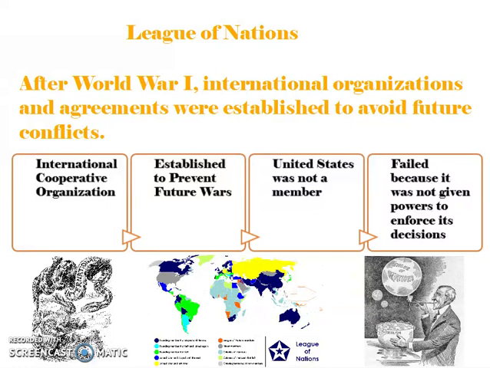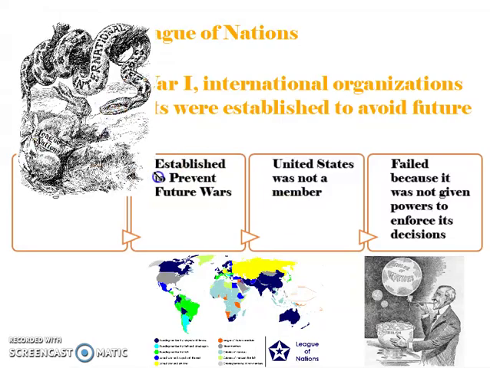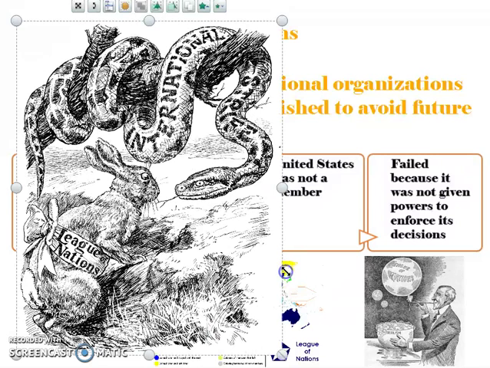So the League of Nations, which we talked about a little bit in the previous notes, is an international organization. Its entire concept was to prevent future conflicts, prevent future wars. That's why it's created by the international community. You can see that the United States doesn't belong to the League of Nations.